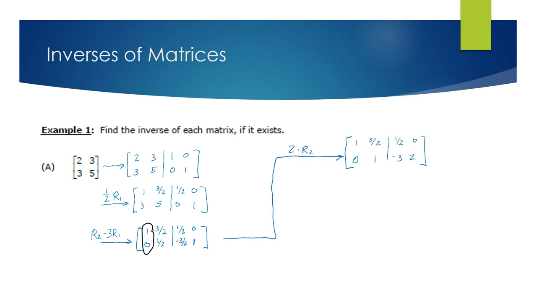So I'm going to do 2 times row 2 because I want this to become a 1, which it does. And then if I do negative 3 halves times 2, I get negative 3, and 1 times 2, I get 2. The last thing I have to do now is get this to be a 0. So I'm going to take row 1 and subtract away 3 halves times row 2.